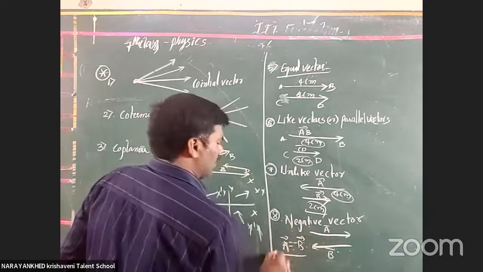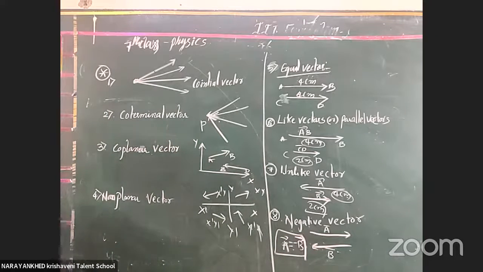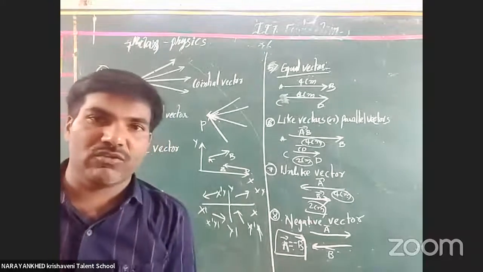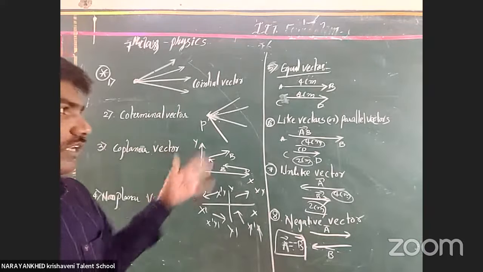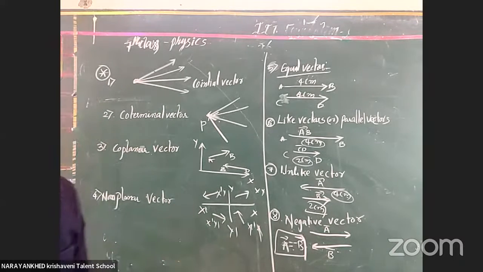This is called what? Unlike vectors or otherwise negative vectors. Got it? Yes, the magnitude should be the same. These are the different vectors. Please note down, for your reference purpose; it is easily understood when you draw the diagrams. Okay, clear or not? Yes.